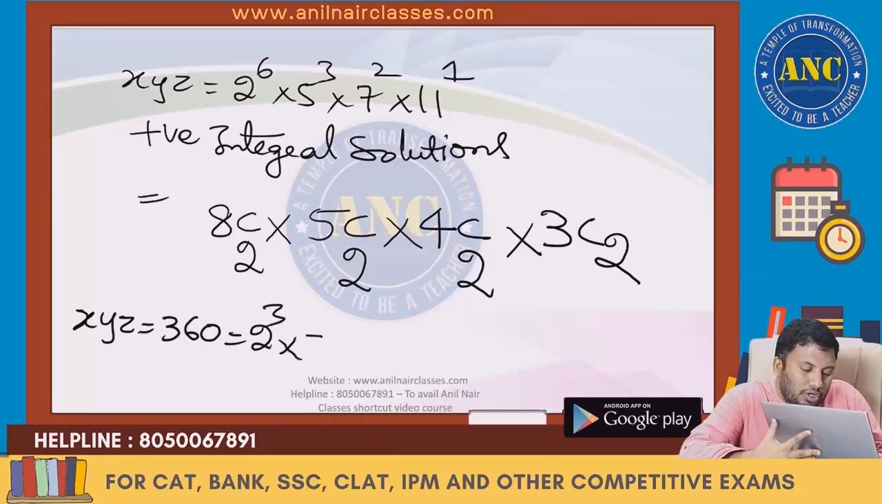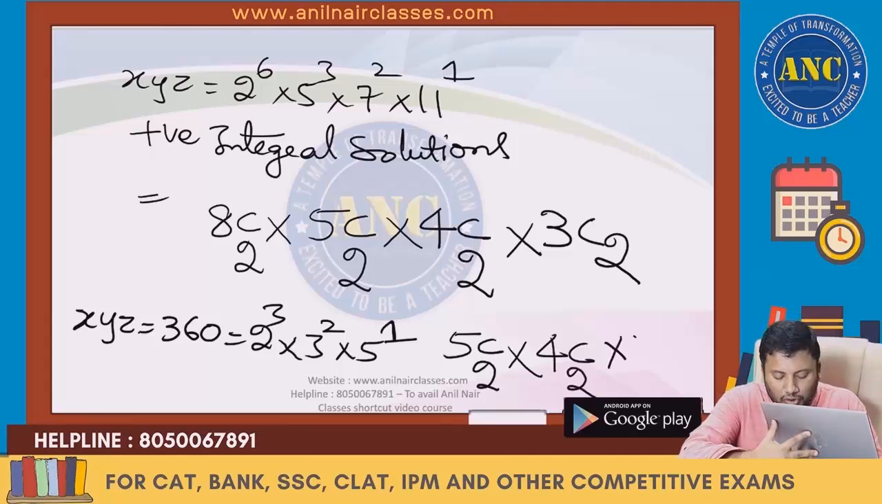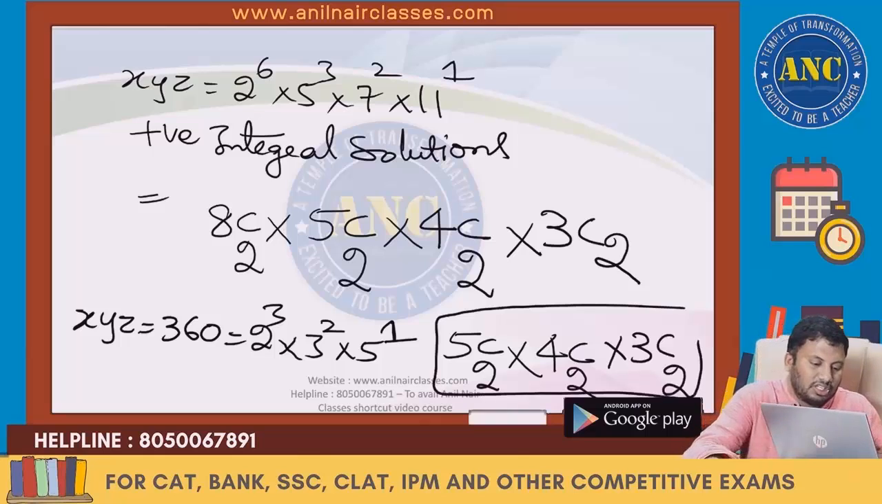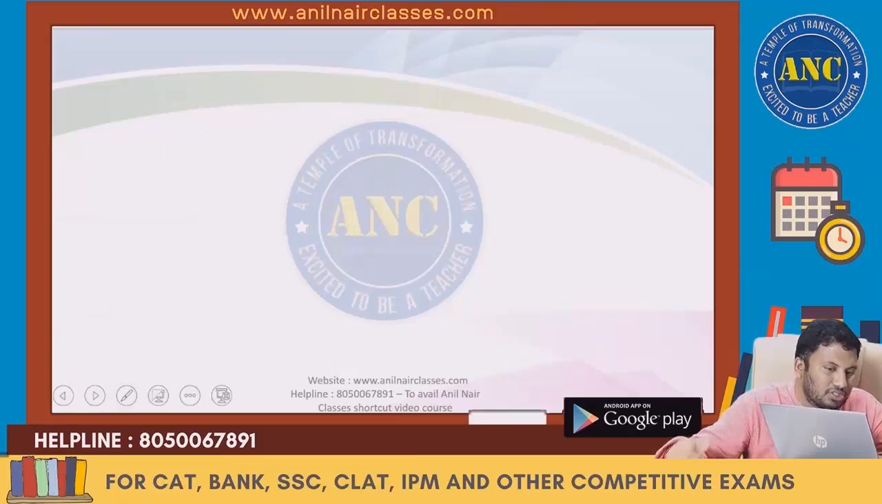360 is 2 cube into 3 square into 5 power 1. What is the answer? 3 plus 3, 6: 6C2? No: 5C2, since 2 plus 3 is 5. 4C2, since 1 plus 3 is 4. 3C2. So 5C2 into 4C2 into 3C2. Idea clear? Everybody start analyzing it. You will understand the beauty of this one, sir. There is no counting required, directly writing the answer. One more question. As many questions as possible.